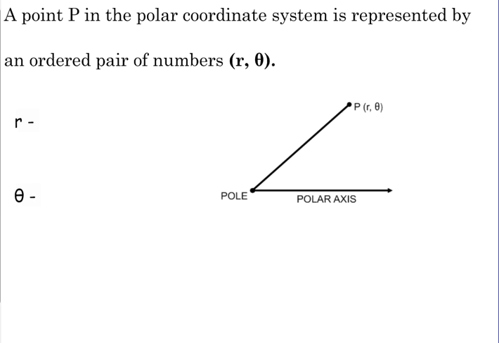A point P in the polar coordinate system is represented by an ordered pair of numbers. Okay, instead of being an X and a Y, this is going to be R and theta. R represents the radius, the length of that segment. Theta represents obviously the angle. And it's measured just like our angles are always measured. You start on the polar axis, or if you want to refer to something we're familiar with, the positive x-axis. So start at the polar axis, aka the positive x-axis.